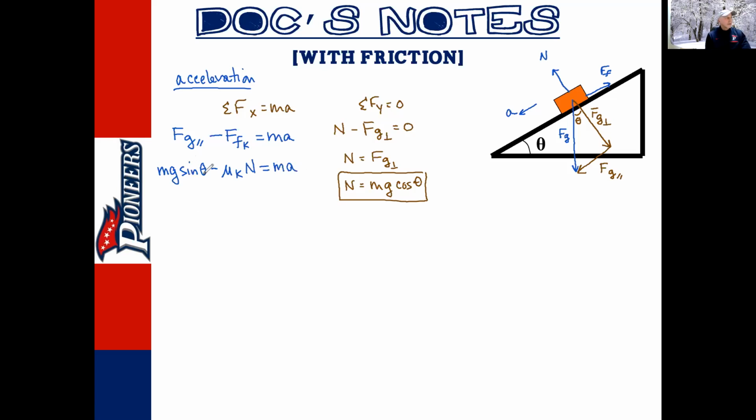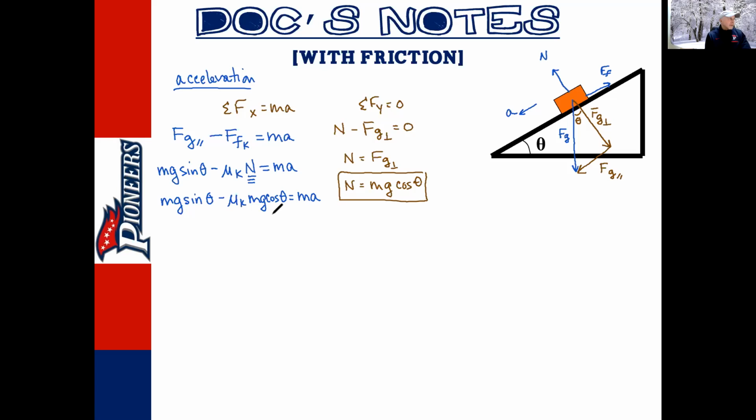Now again, I can't break this part down. Mg sine of theta is broken down to its basic parts. Coefficient of kinetic friction is a value. But again, this is where we substitute in what the normal force is equal to, mg cosine of theta, and that all equals ma.